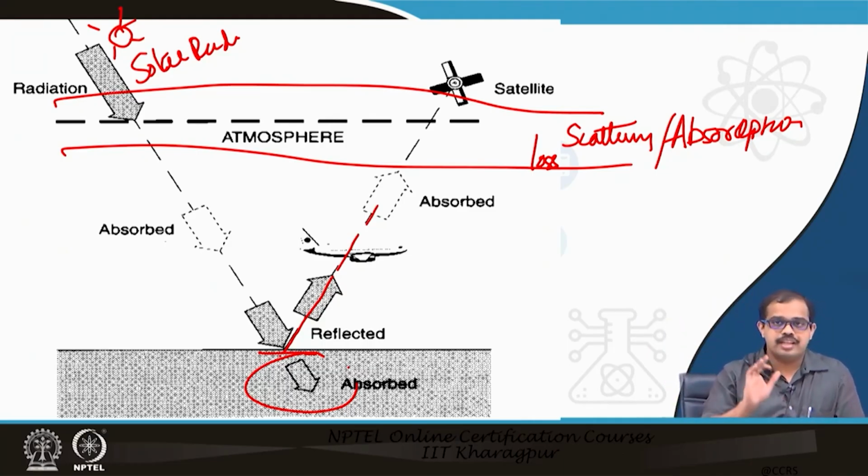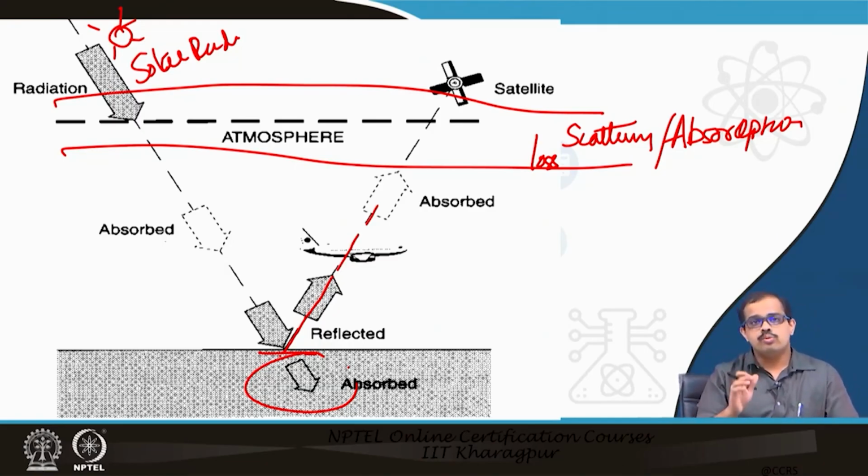The amount of reflected energy that is left after the atmospheric transmittance is the energy that reaches the satellite and is recorded onto the satellite. That is what you would get as an image once it is converted from analog to digital signal. So this is exactly the process of how remote sensing is done using a satellite.